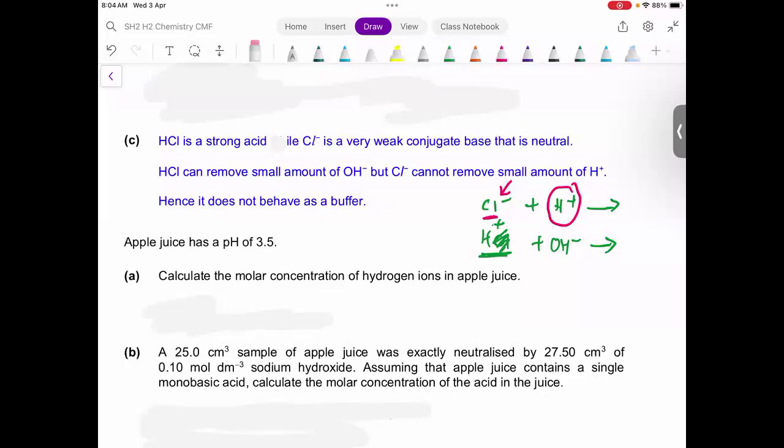So we have to come from a perspective of how a buffer works.